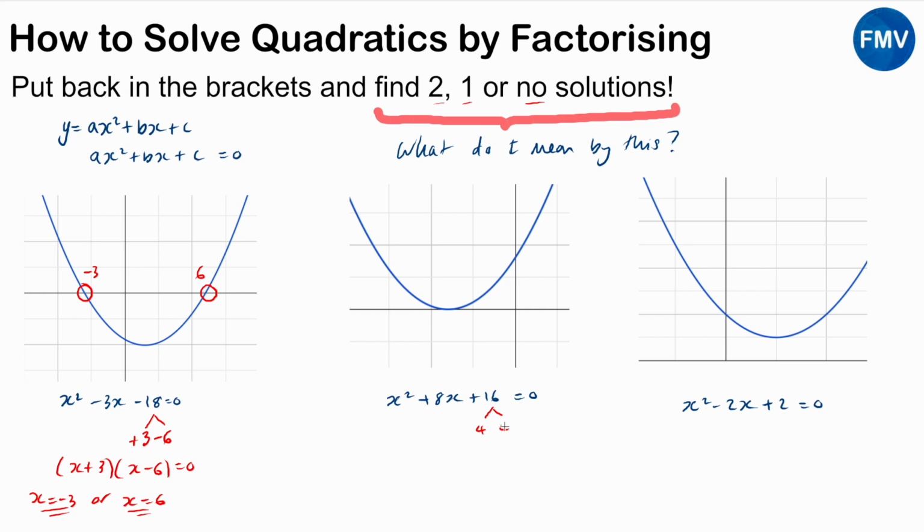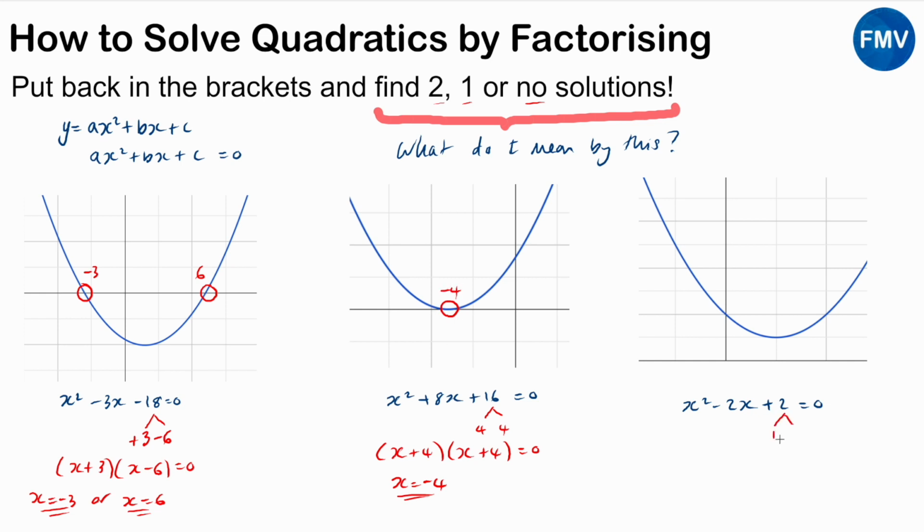Let's look at this one. Factorising this, 4 times 4 is 16 and 4 plus 4 is 8. So again, x plus 4 equals 0. So if we're going to solve this, we make this bracket equal 0 first. Well, that means x will equal minus 4. And I make this bracket equal 0. Well, that's also x equals minus 4. In other words, we cross the x-axis once, and that is at minus 4.